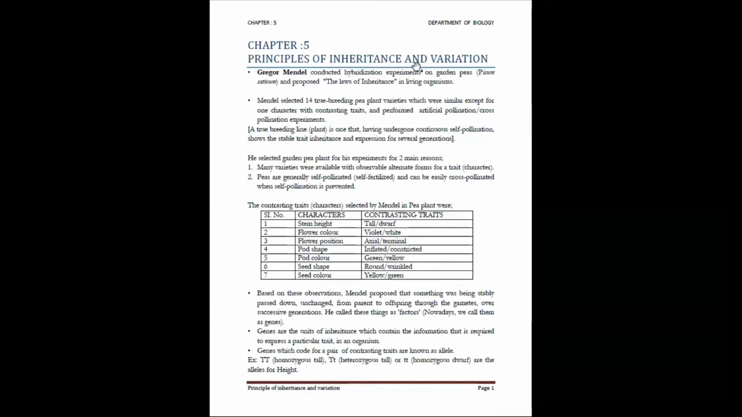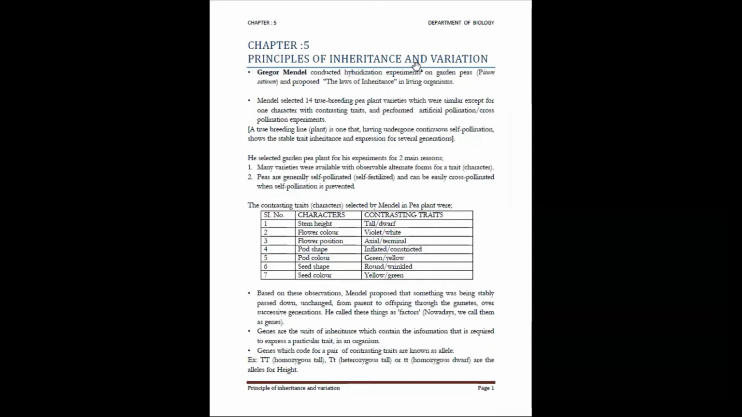So today's topic, or today's chapter, is chapter number 5, that is Principles of Inheritance and Variation. This chapter carries 10 marks, so I'll be reading out the concepts which are included here. Gregor Mendel is the father of inheritance, so that question would be asked.